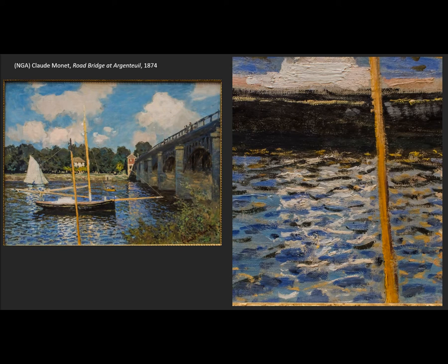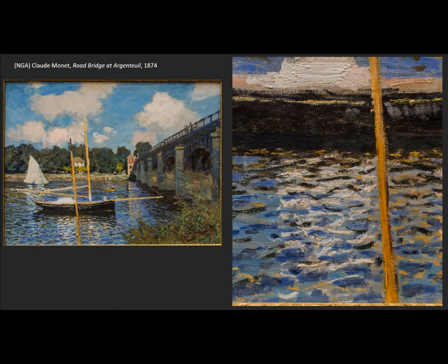Another nice detail is the reflection in the foreground, right, where we can see how he's laid down all of these different areas of paint. Right? Why is Monet painting this way? Why does he want it to look spontaneous when in fact it isn't? This goes to sort of the third big thing for the Impressionists.